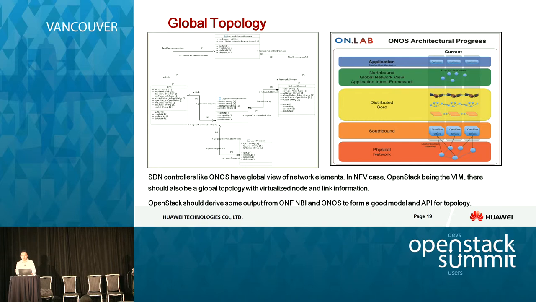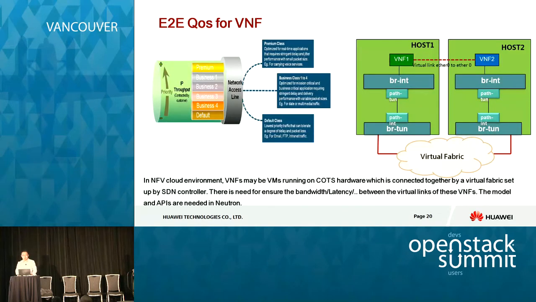Currently, if you use OpenStack Neutron, you can see the topology diagram in the Horizon panel, but there are no APIs for users to get a topology for themselves. I think OpenStack should derive the model from OPNFV to provide such an API.